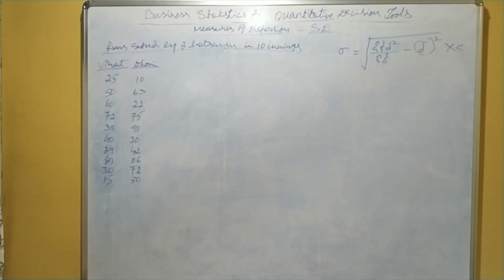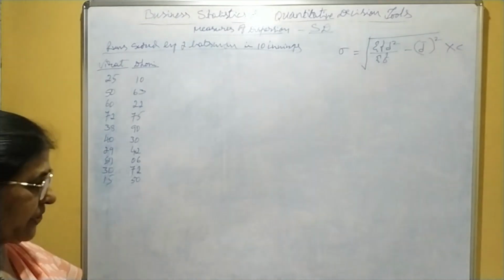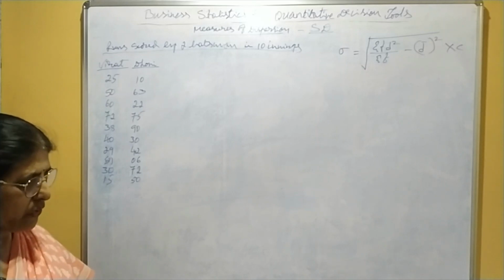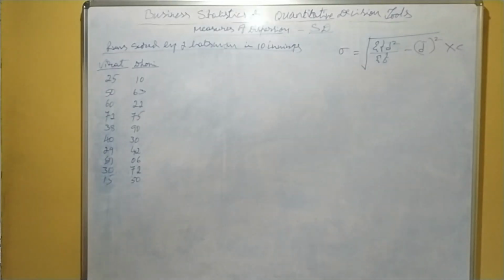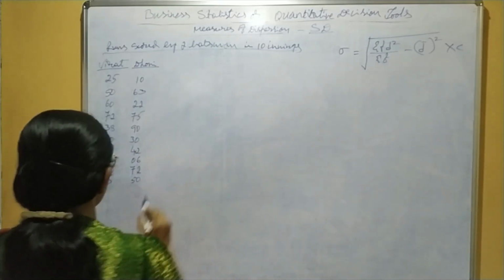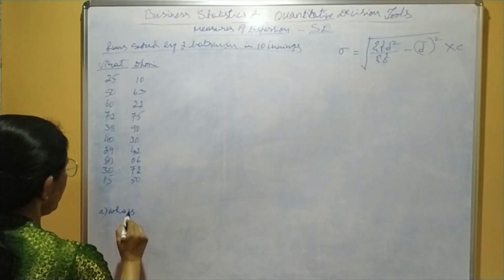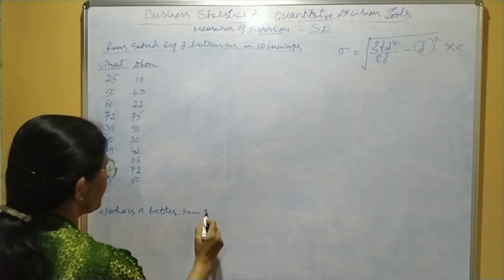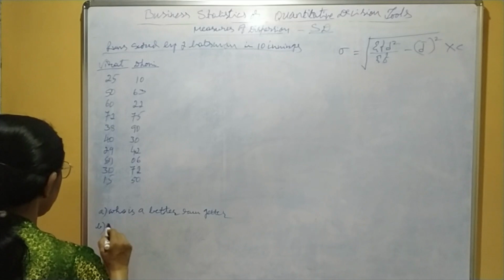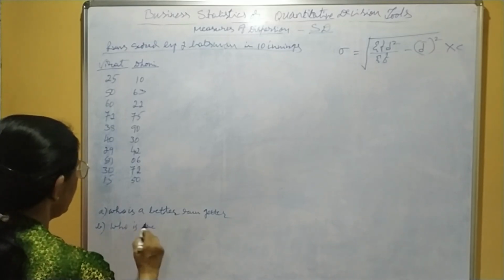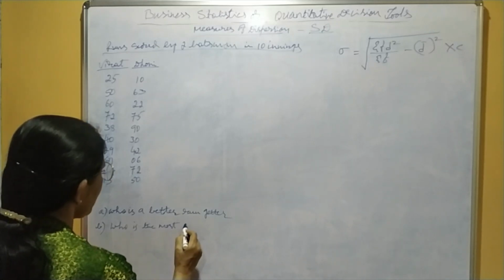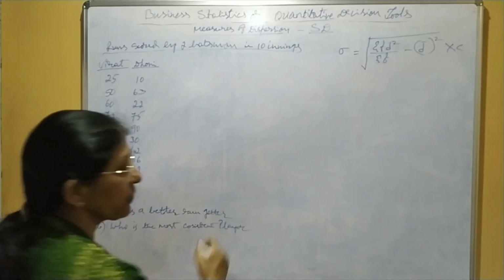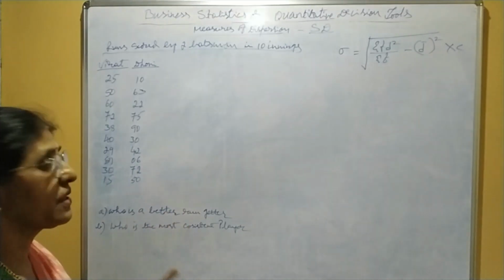Now next, two questions are asked. The questions are: first, who is a better run getter, and second, who is the most consistent player? You have to answer these two questions.